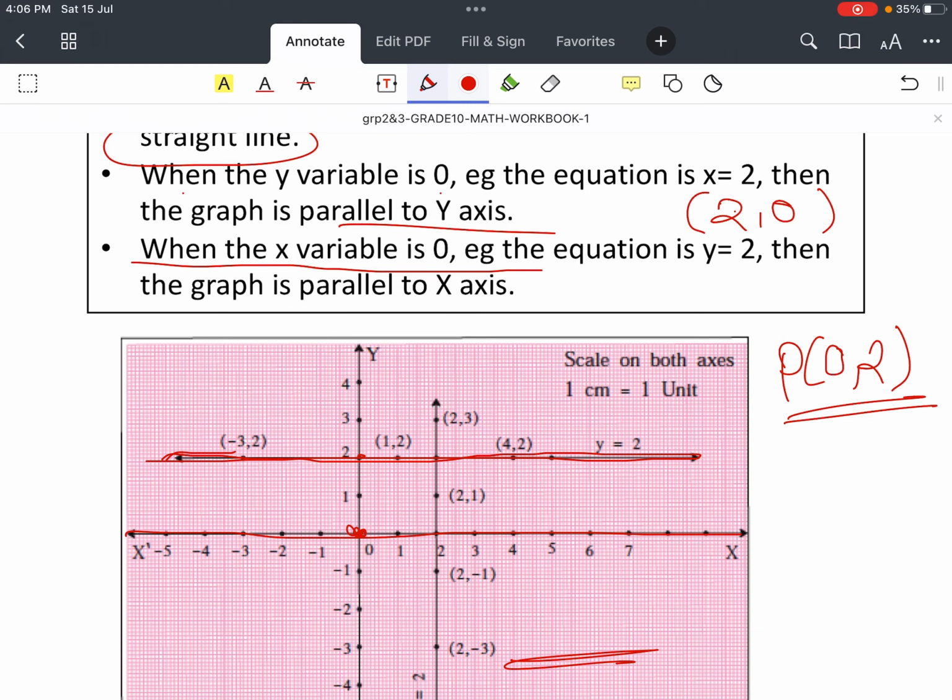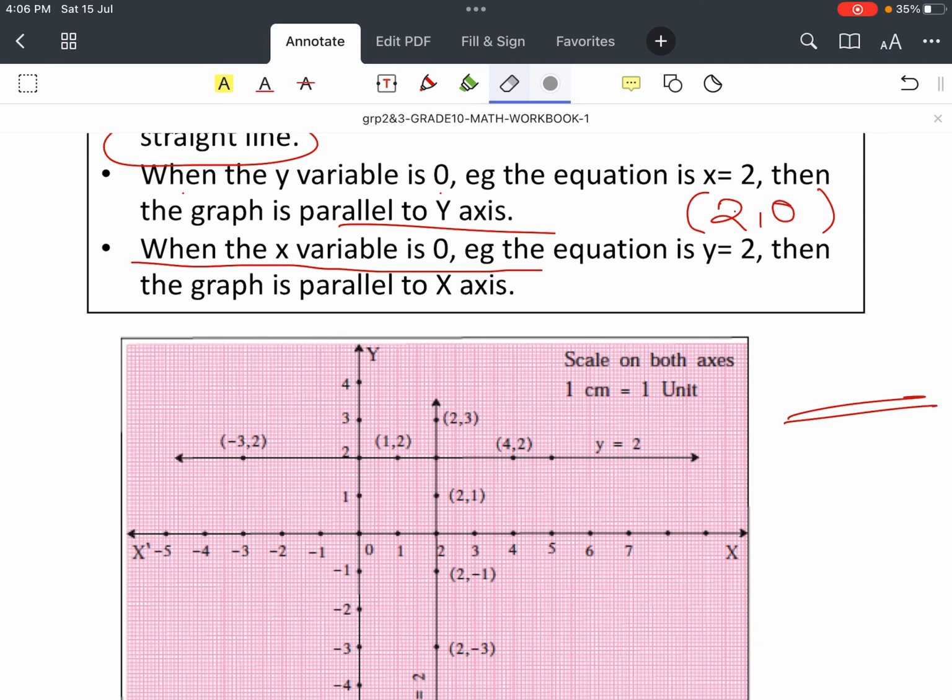Now there are a few other points. Okay, now in this graph we will discuss how to plot a few more graphs. Take for example, this is one point, 4, 2, next one 2, minus 3, 2, minus 1, 3, 2. These are a few points.